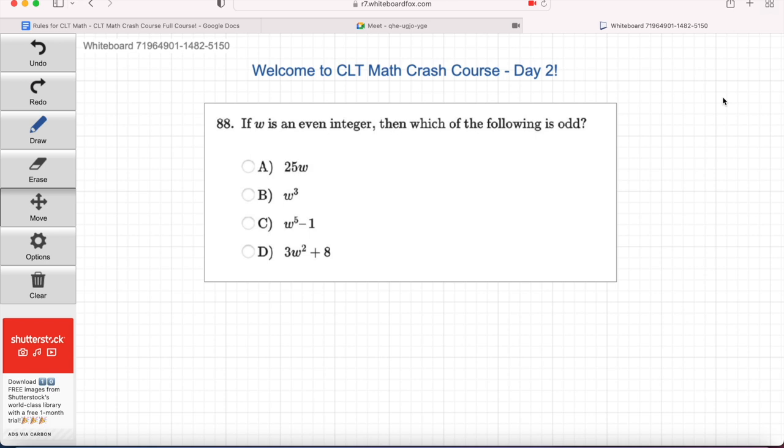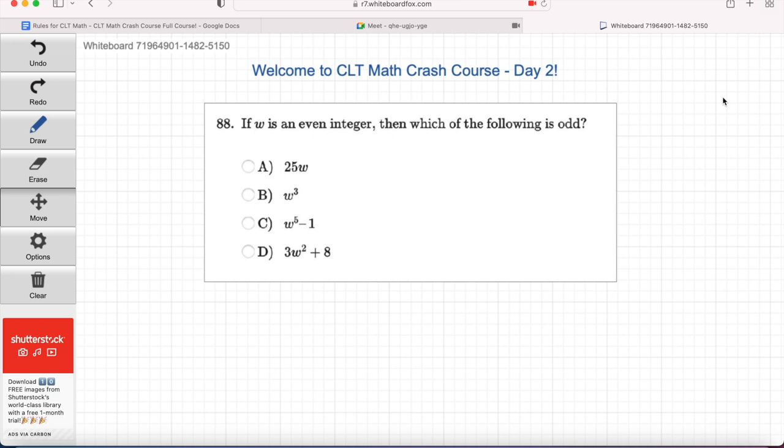Okay. If W is an even integer, then which of the following is odd? Okay. Awesome. Karis, do you know what an integer is? Have you heard that term before? I have, yes, but I'm not sure I could define it. Yeah, it's helpful to know. I mean, in short, the answer is it's like a whole number, basically.